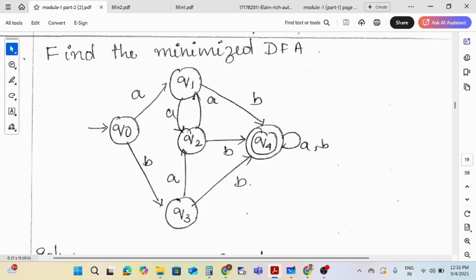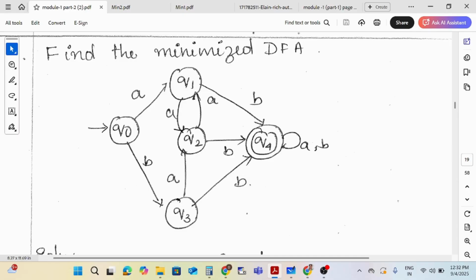Assume in this case we have around 5 states, and in the result we will have fewer than 5 states. Maybe it could be 4 states or 3 states, which is going to perform the same operation as the original DFA. So minimization is nothing but optimization. With fewer states, it should be able to perform the same operations.